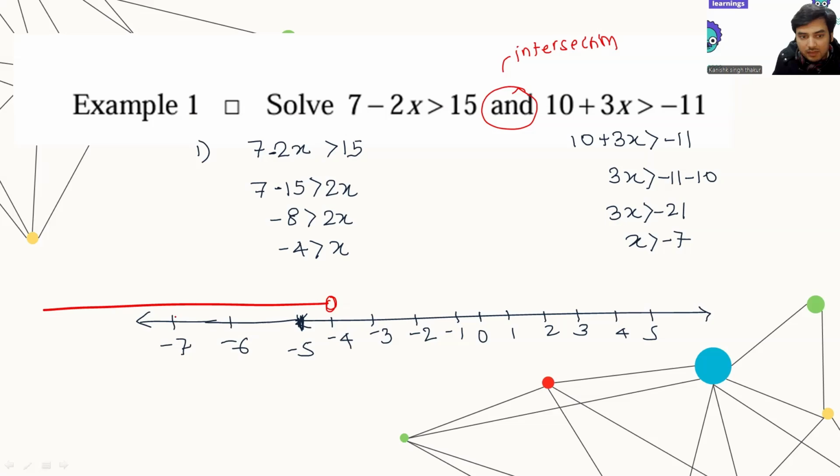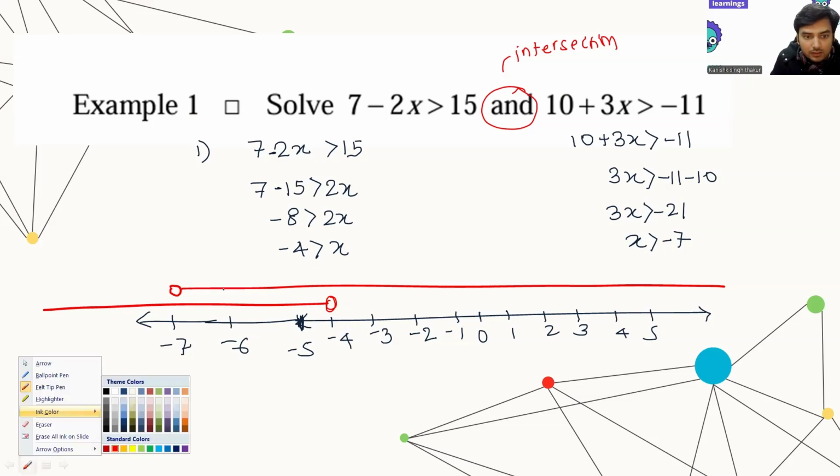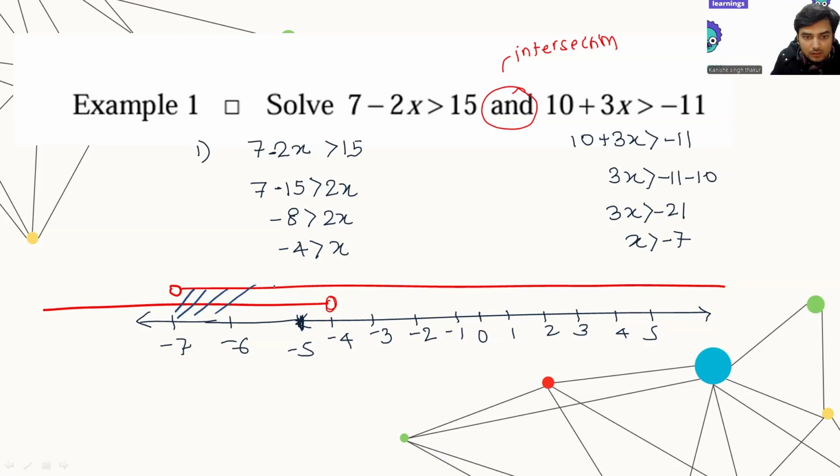x is greater than minus 7. Hollow sign again, and all the values greater than minus 7 I'll put here. Now where these two graphs are intersecting, here these two graphs are intersecting, isn't it? So my solution would be minus 7 to minus 4. These are my solutions.